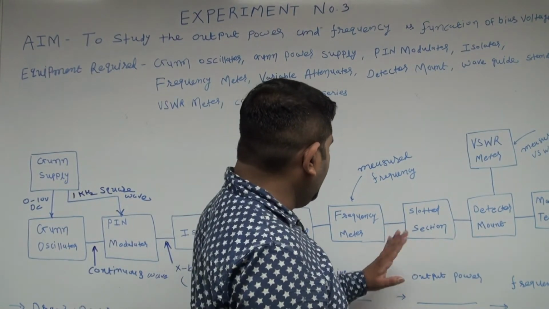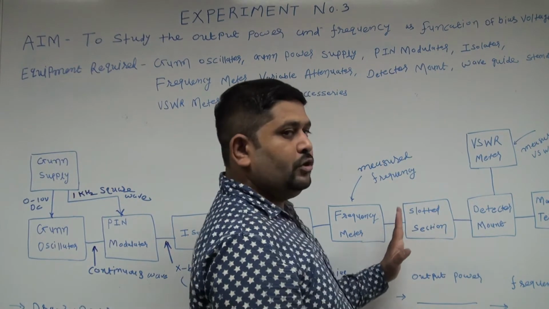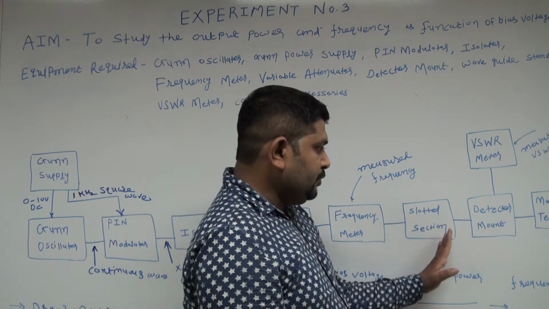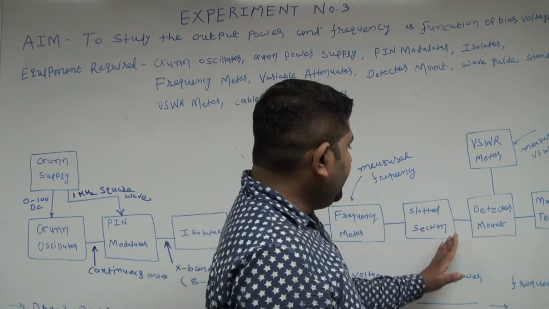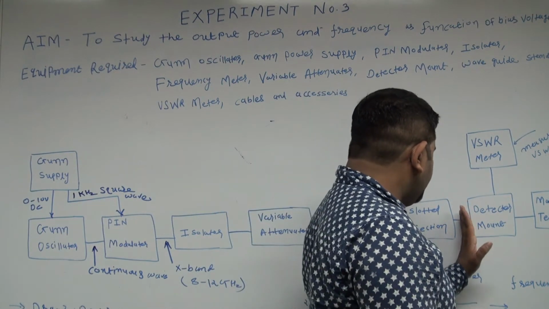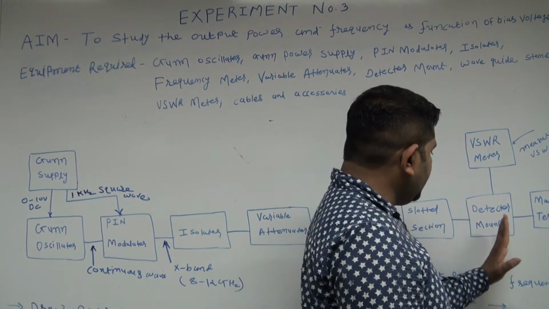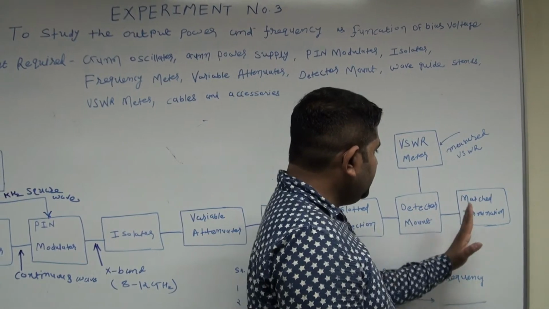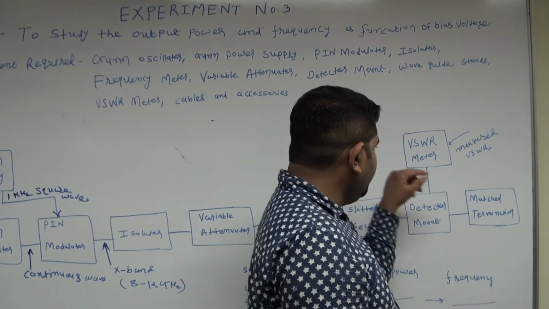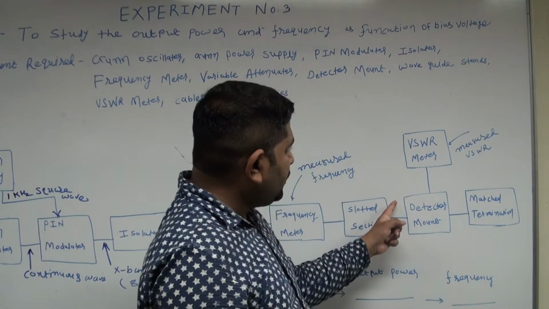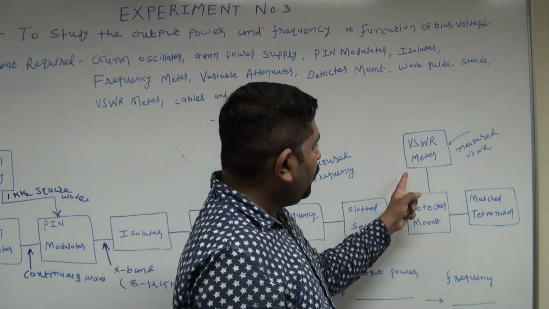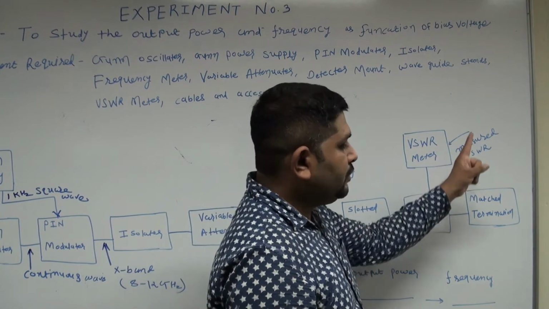And the source is ready and it is applied to the slotted section transmission line, and the output of the slotted section line is connected to the detector mount and then a matched termination. And the VSWR meter is connected to the detector mount. The use of the VSWR meter is to measure the VSWR.